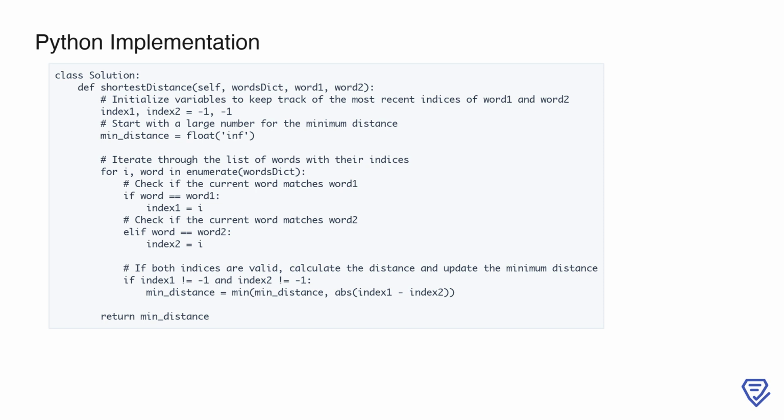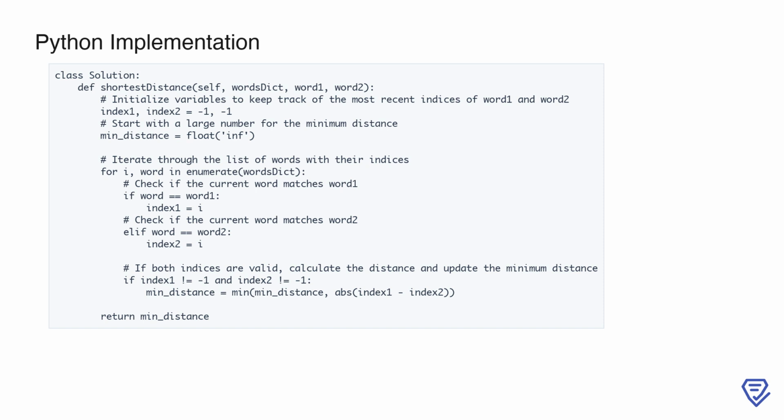The function shortest distance takes in three parameters: wordsDict, which is the list of words, and word1 and word2, the two words whose shortest distance we want to calculate. We start by initializing two variables, index1 and index2, to -1. These variables will keep track of the most recent indices where word1 and word2 were found. We also initialize min_distance to infinity, as we want to minimize this value as we process the list.